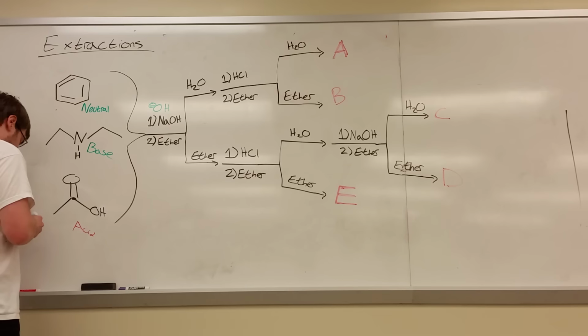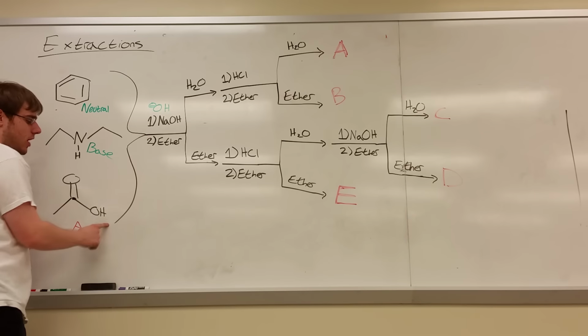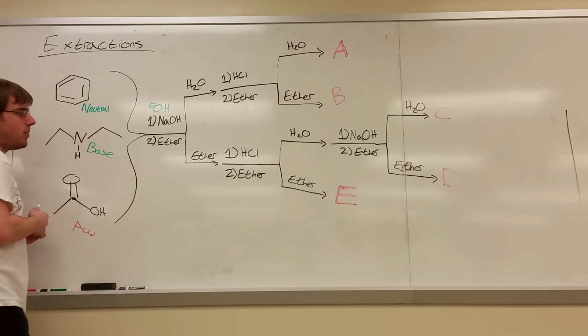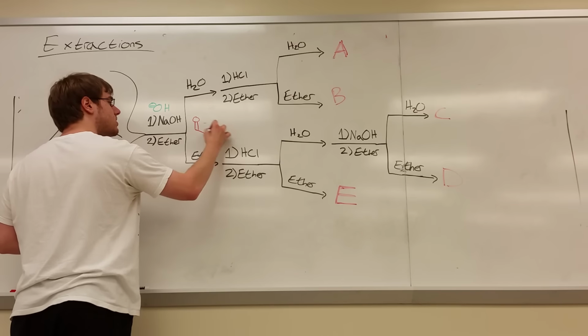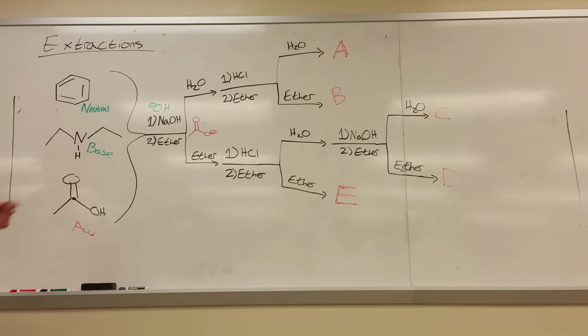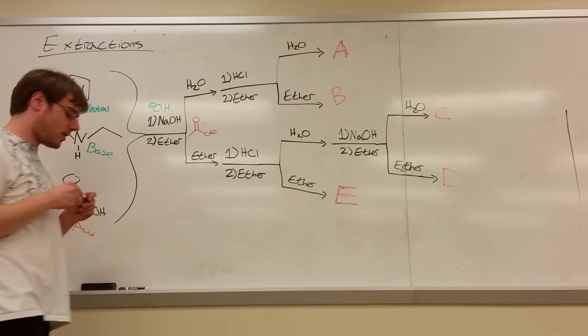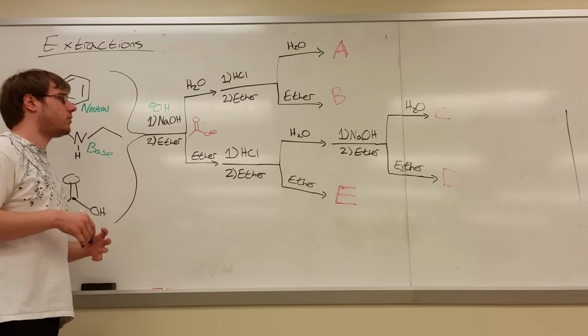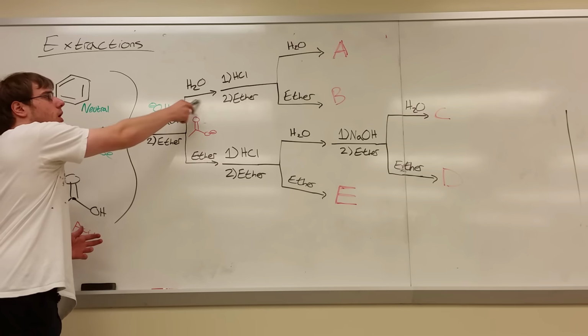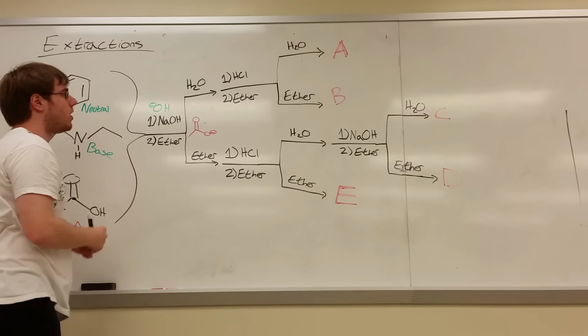So that OH minus grabs this proton on the OH and makes that O minus, and so at that point you have this. That's our step 1. Now our next step, we have to think about the solvent we're using. So the pathway splits. We have water and we have ether.